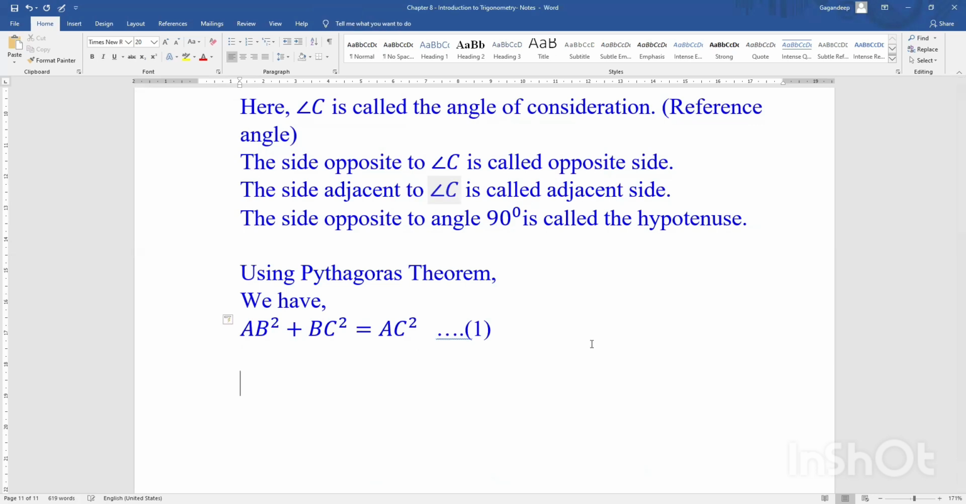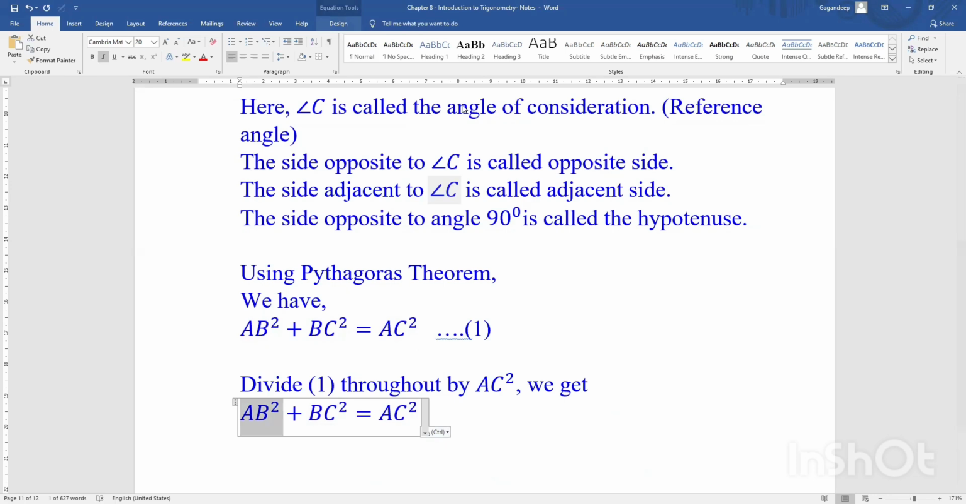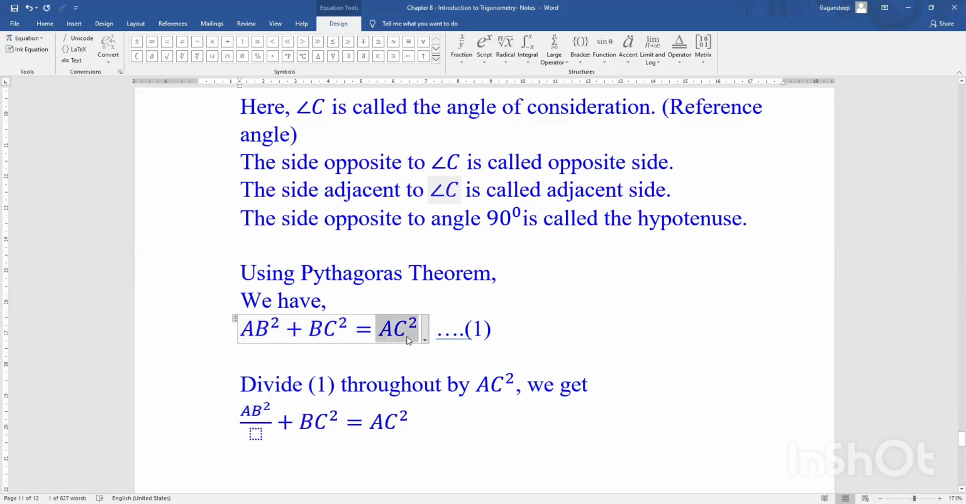Then what I do is divide this equation 1 throughout by AC square. So here, we divide this by AC square, similarly BC square also I divide by AC square, this one also.